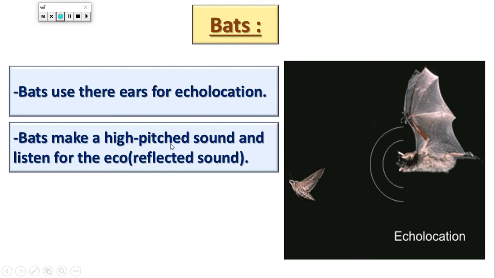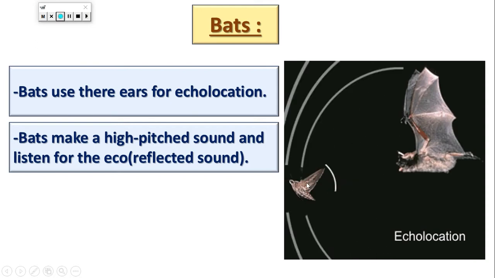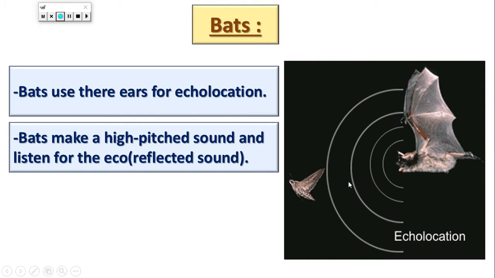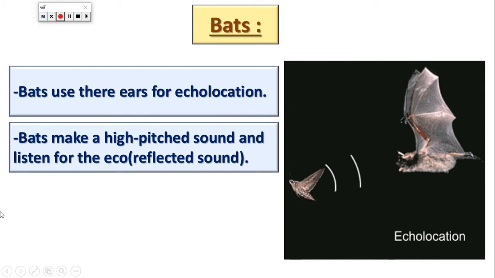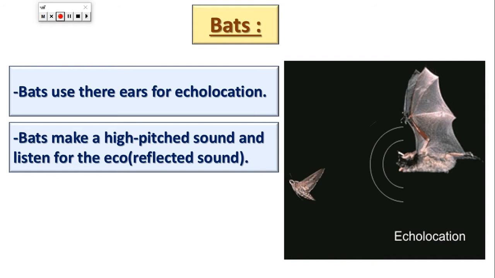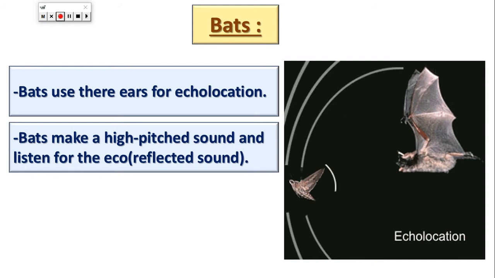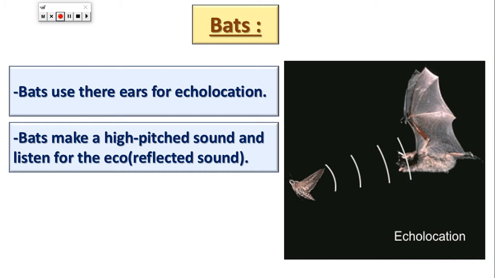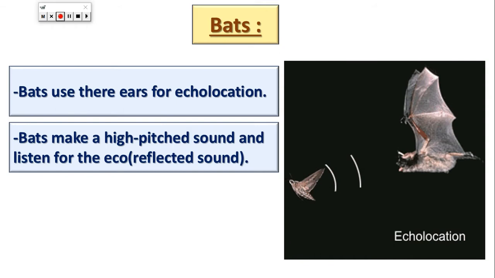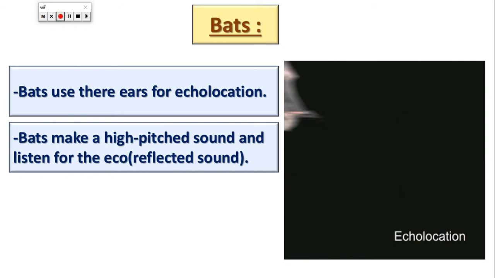When the high-pitched sound hits a solid object like this butterfly, it returns back to the bat as an echo, and the bat listens to this reflection or this echo. So as we said before in concept 2, the super sense of the bat is hearing. Why? Because it listens to the echo coming from the echolocation.